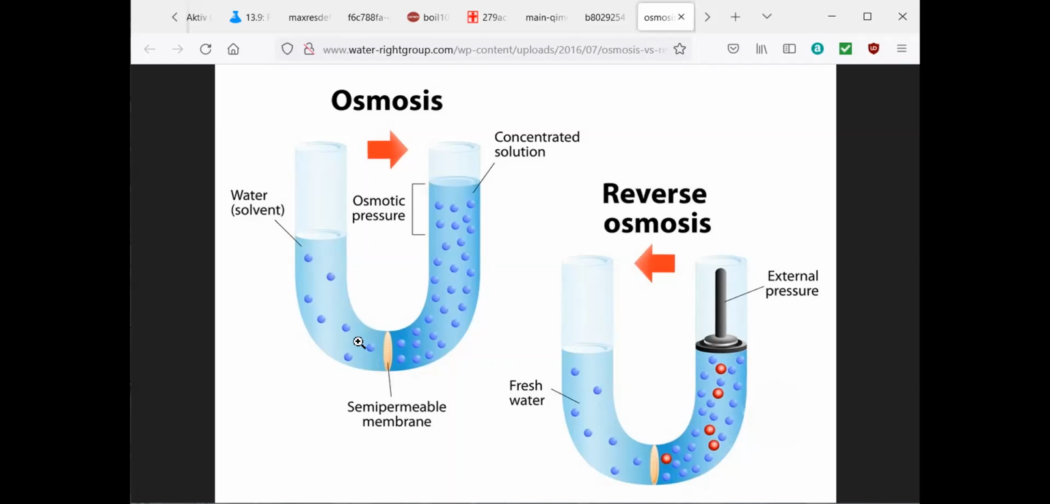But typically, if you just let it go and you don't do work on it, the solvent will move to the solution side to dilute it as much as possible.